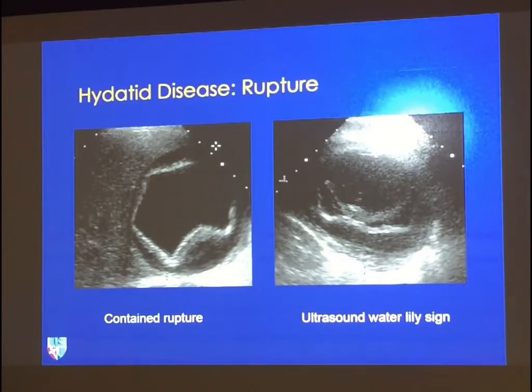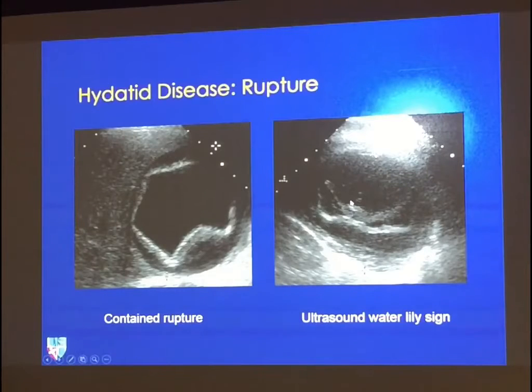Okay, so the image on our right here shows a contained rupture. You can see the inner membrane is collapsed, has this kind of wavy appearance, and it's separated from the pericyst. So that's a contained rupture. An ultrasound finding that we can see with contained rupture when there's complete detachment of the inner membrane is something called an ultrasound water lily sign, and that's what we see here.